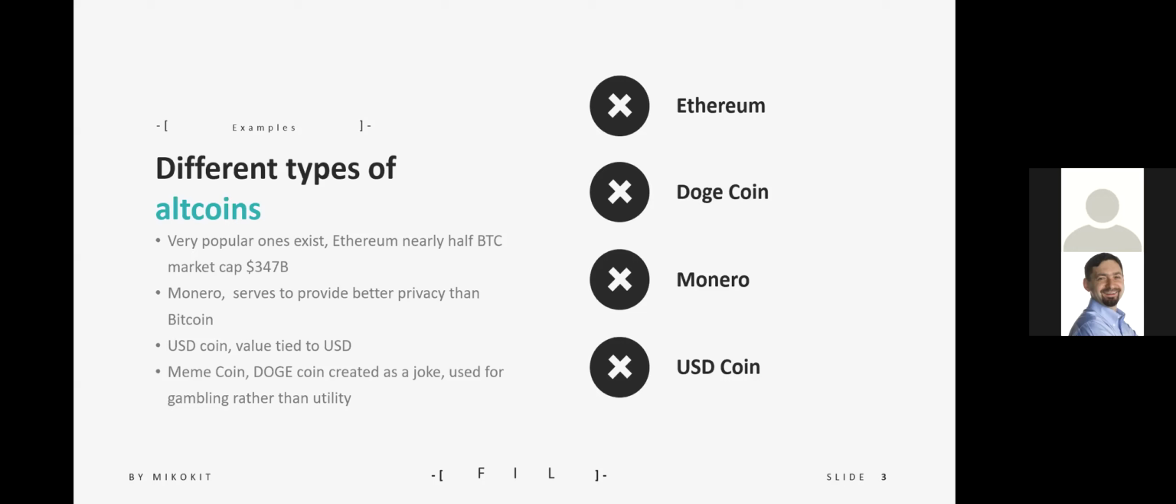And then we have what are called meme coins. I'm sure a lot of people have heard of Dogecoin, which was initially created as a joke.